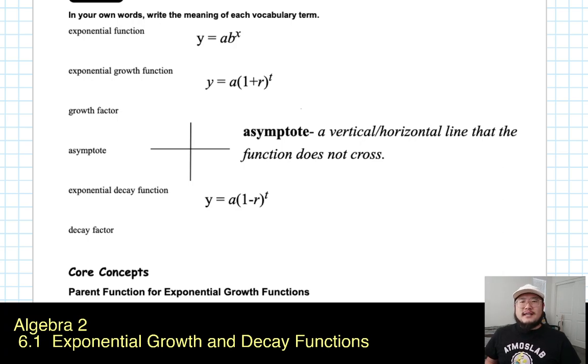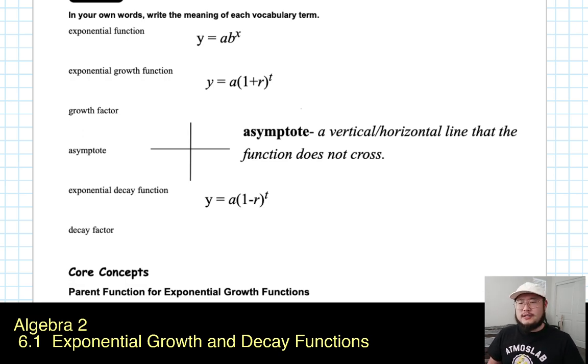All right, let's take a look at section 6.1, which is about exponential growth and decay functions. So hopefully right here, we're looking at something a little bit new, not completely, but let's take a look at what some of these functions look like to start off with. We have right here our exponential function, and that happens to be y is equal to a times b to the x power.